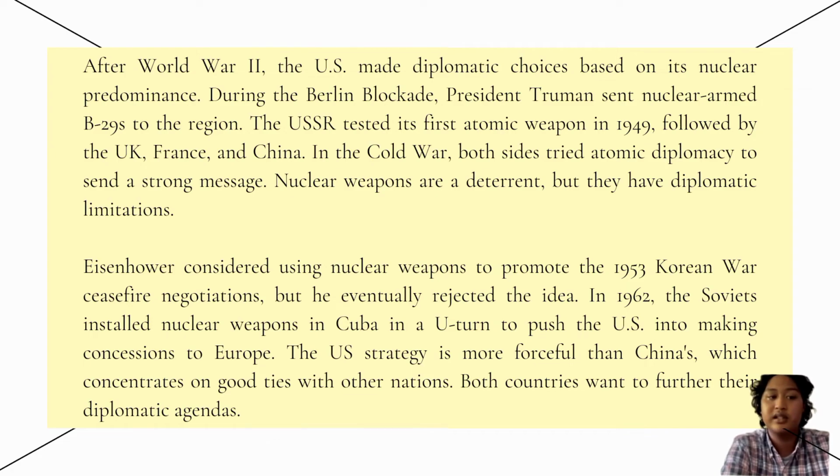An example of the usage is when the US sent B-29 bombers capable of carrying nuclear bombs to Berlin when the Berlin blockade happened. China's economic diplomacy can be seen in their massive foreign direct investments made in developing countries, where China helped the developing countries' economic and infrastructural growth by injecting a huge amount of money in that country.